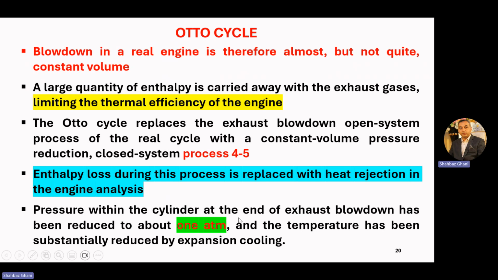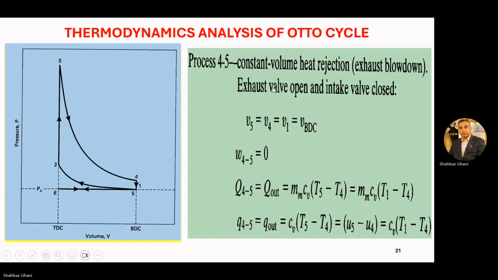Pressure within the cylinder at the end of the exhaust blowdown has been reduced to about 1 atmosphere and the temperature has been substantially reduced by expansion cooling. Okay, temperature will be still high, but the pressure we have managed to reduce to 1 atmosphere. Now, process 4 to 5, constant volume heat rejection, exhaust blowdown. Valve condition: exhaust valve open, intake valve closed. So we get these equations.